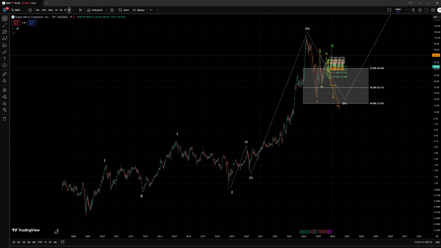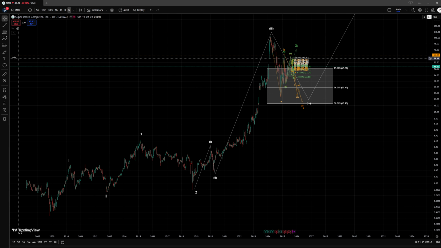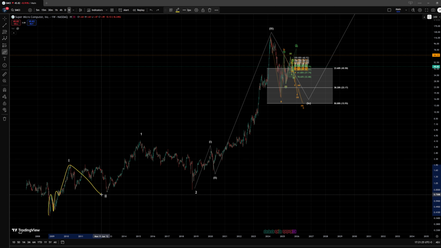In this video we are looking at Super Micro Computer. It is time for another update, and on this chart we have been tracking this idea of an impulse to the upside, where here we have a single wave 1 labeled, but really it would need to be a series of 1-2 setups for it to actually make sense as an impulse.